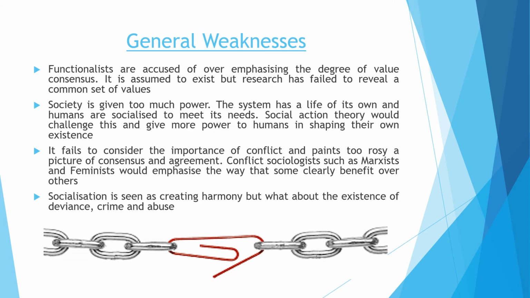Social action theory, which, as we know, is micro and action, the very opposite of functionalism, would say that we shape society, society doesn't shape us. It doesn't consider the importance of conflict. It paints this rosy, happy picture of society. Marxist feminists say that our society is full of conflict. And lastly, socialization seems to create harmony, and without it, society wouldn't exist. But it doesn't highlight that crime, deviance, abuse, these are not harmonious things. These are not beneficial for society. So why do these problems, these bad things, still happen?